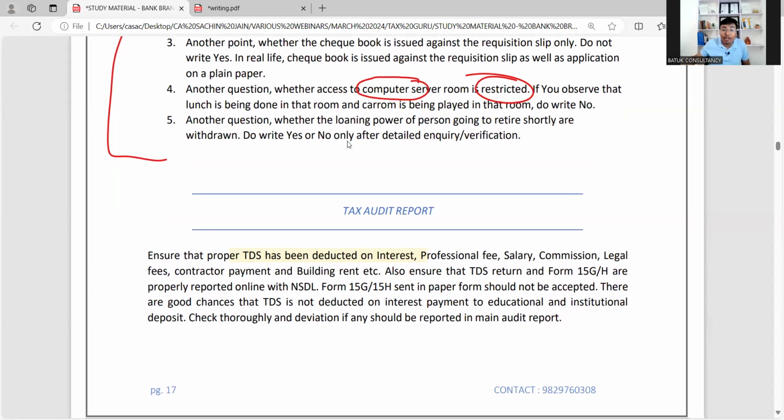Another question asks whether the lending power of the person going to retire shortly is withdrawn. If you are going to put yes, in that case you just need to confirm first. Suppose one person is going to retire at the age of 65, in that case at the age of 64, the power to sanction the loan should be withdrawn or restricted. So in that case, we need to demand the guideline in this regard from the branch manager. And then we need to check if there is any employee who is at the age of 63, 64, 62, 61. In that case, we need to check that the lending power is restricted or not.